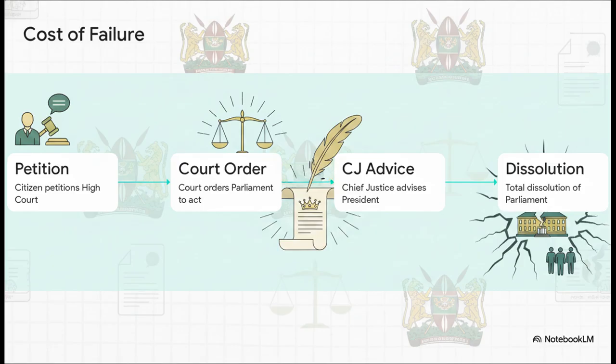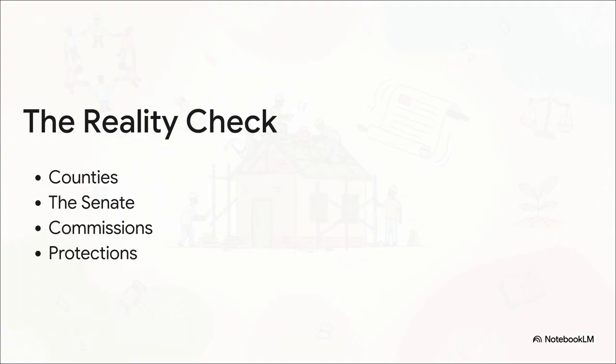Let that sink in for a second. The ultimate threat for failing to implement the new Constitution was the total dissolution of the legislature. The stakes literally could not have been higher. So the crucial point is this.